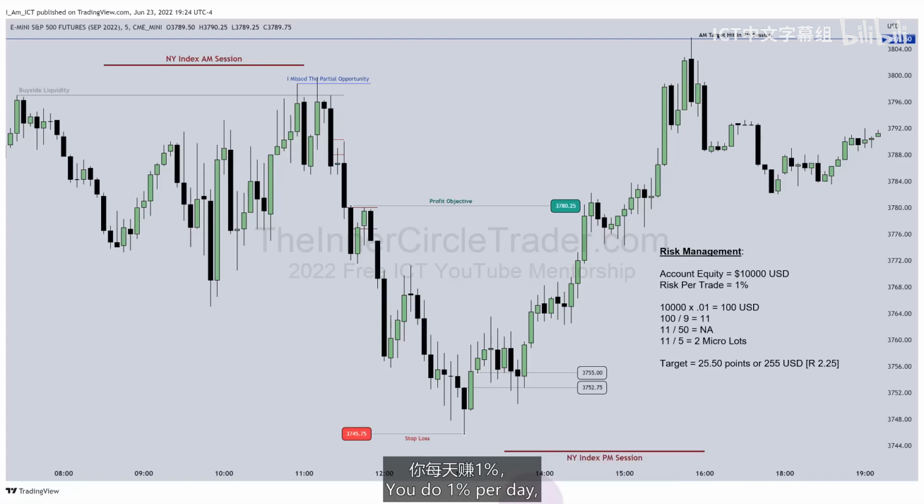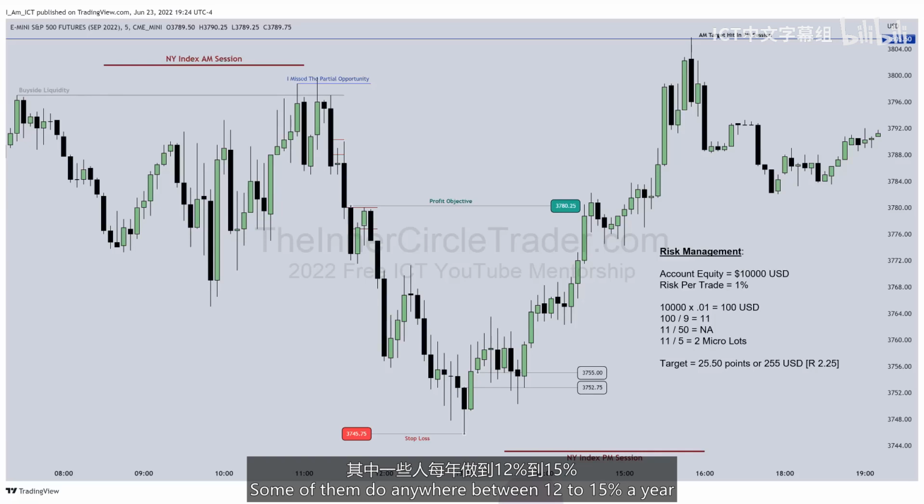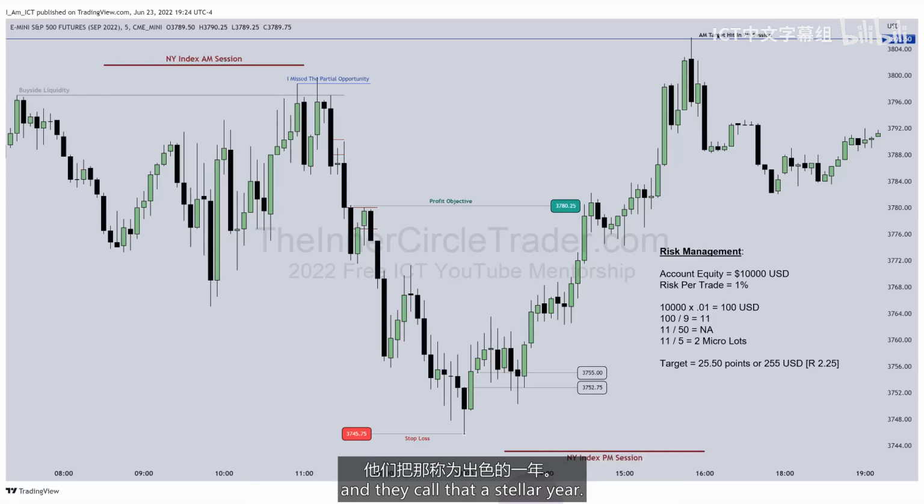You do 1% per day, trading Monday through Friday, 4 weeks average per month. One could make 22% a month. Now, 22% a month is phenomenal. Like, that's ridiculous rates of return. Professional money managers and fund managers don't try to do that for a whole year. Some of them do anywhere between 12 to 15% a year, and they call that a stellar year. And if they make 20% or more, that's a blockbuster year.